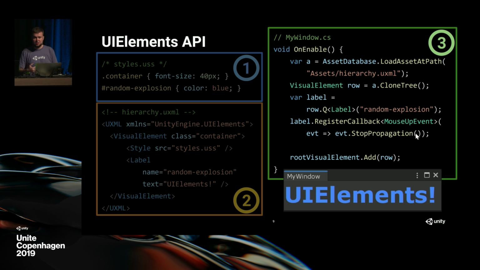All I do is I just eat the event. I just stop the propagation. Nobody else up the tree can have my event. It's mine. But you can imagine putting anything you want here. It's just a way to hook it up. And then finally, I add the root of the tree that I got from XML to the root of the editor window, which is part of all the editor windows. And this is how it gets added to the render queue and starts rendering and starts being displayed. And all of this, except for my onEnable, is exactly the same for runtime.